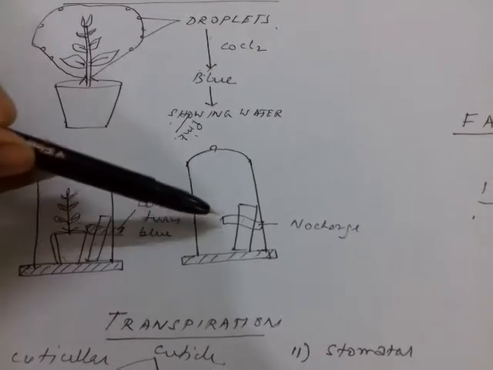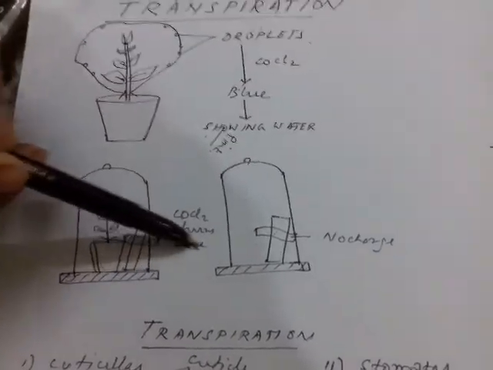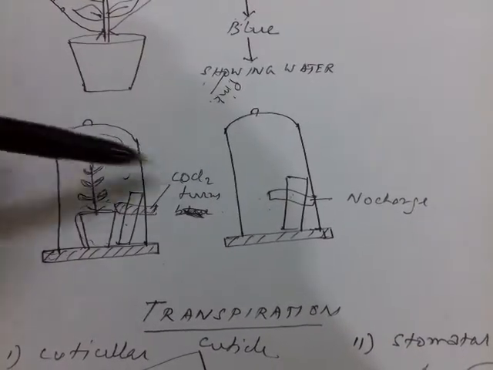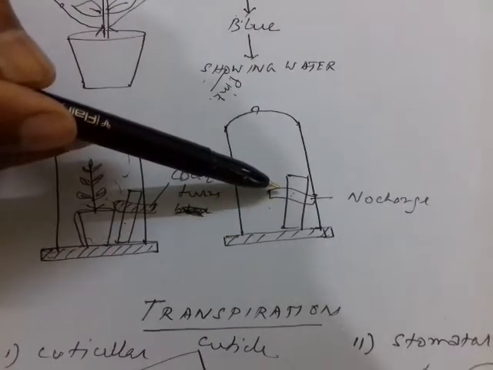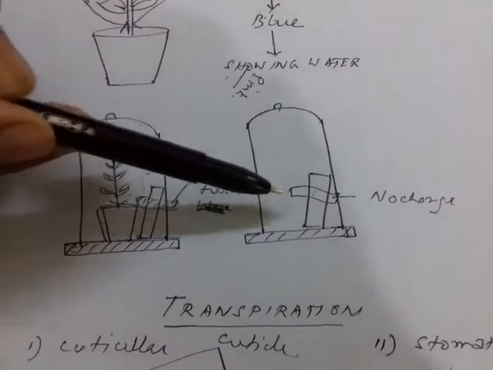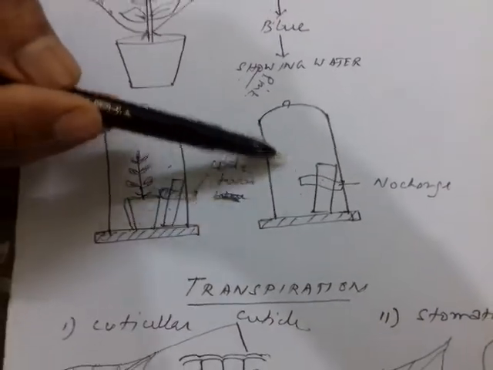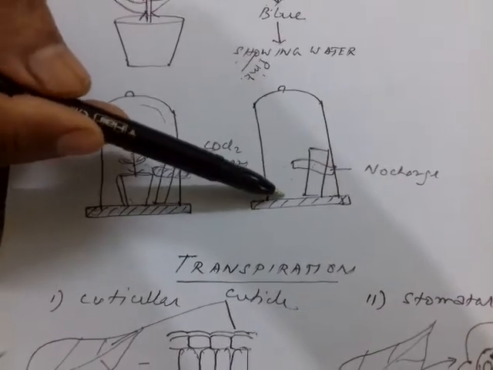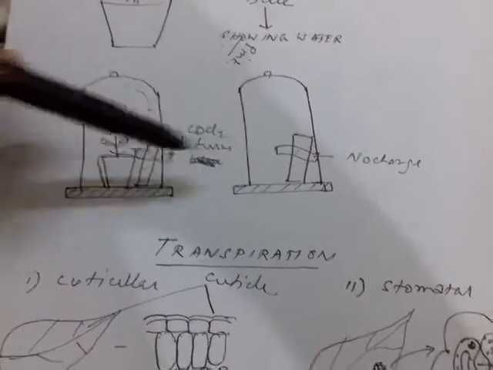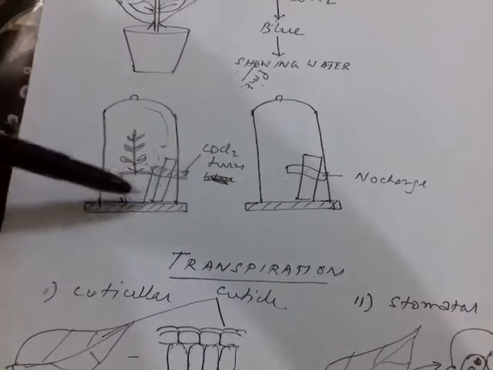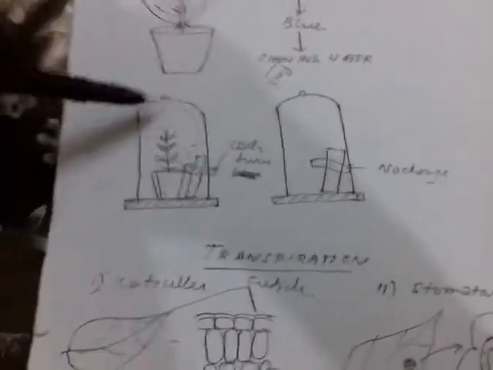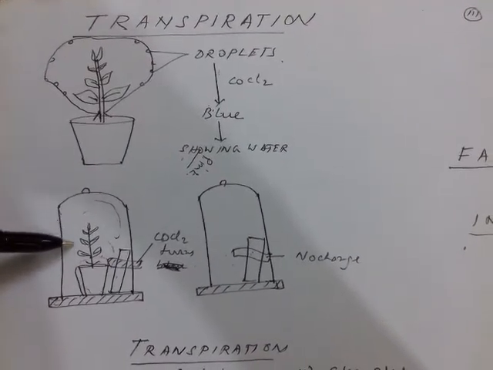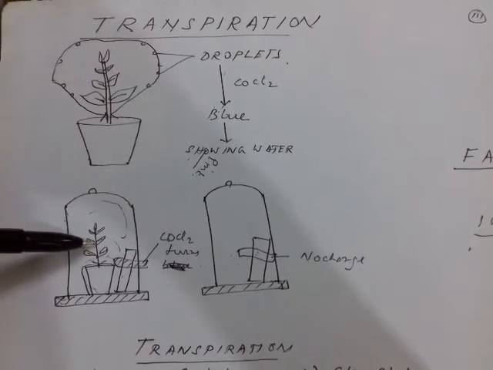Now this cobalt chloride paper here turns pink, showing that water is present inside. But here there is no change in the color of the cobalt chloride paper, showing that there is no moisture. Even you can keep the air inside dry with any type of drying agent inside this bell jar. So this is a control experiment, and the other shows that the water has come out from the aerial part of the plant, which can be the leaf or the stem, and changed the color of the cobalt chloride paper.